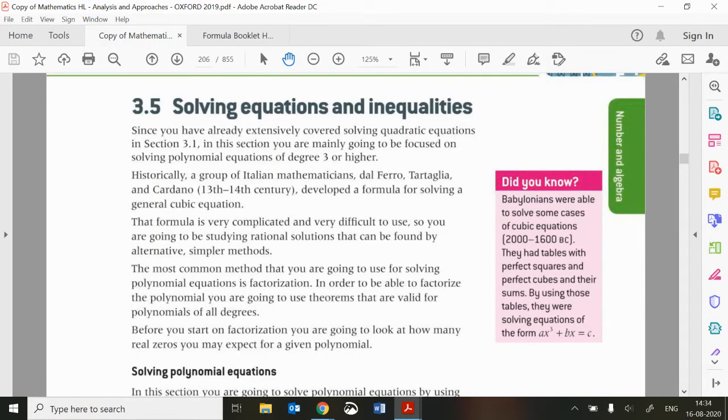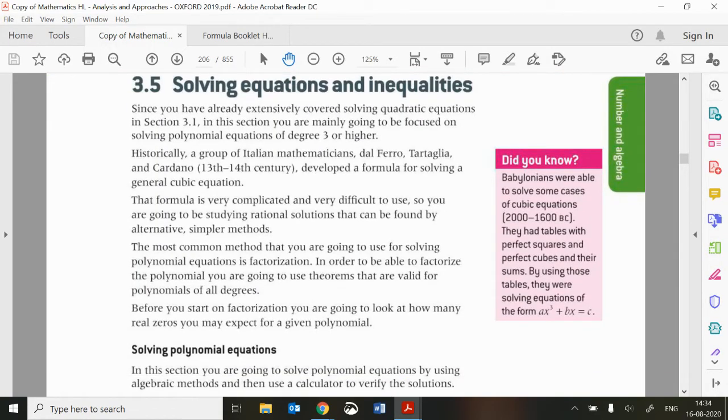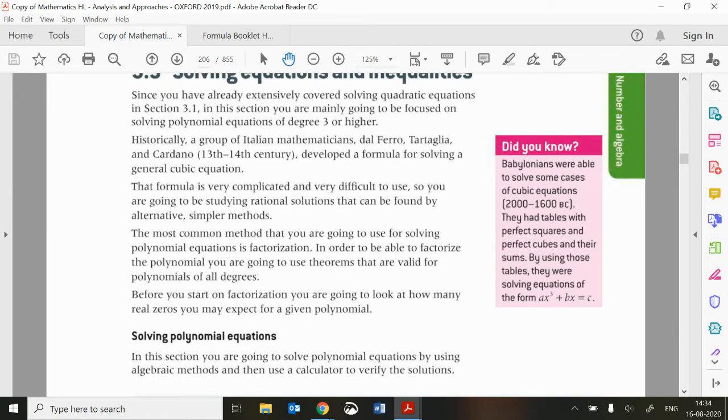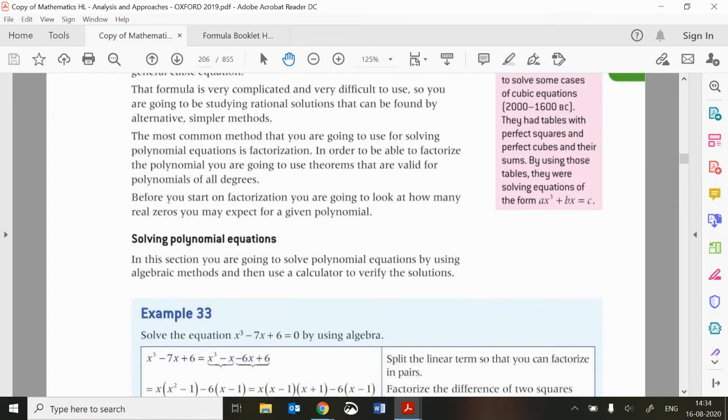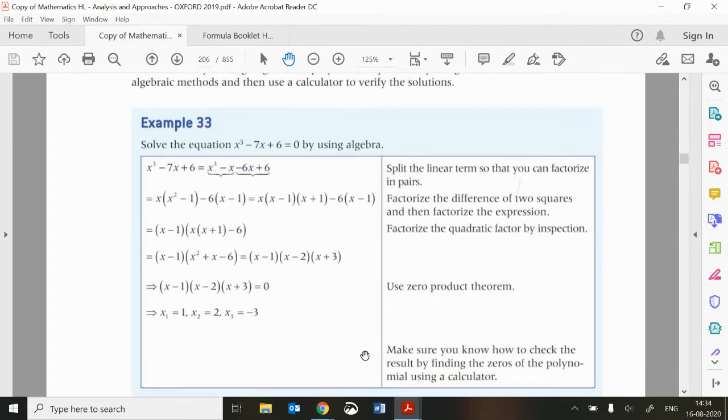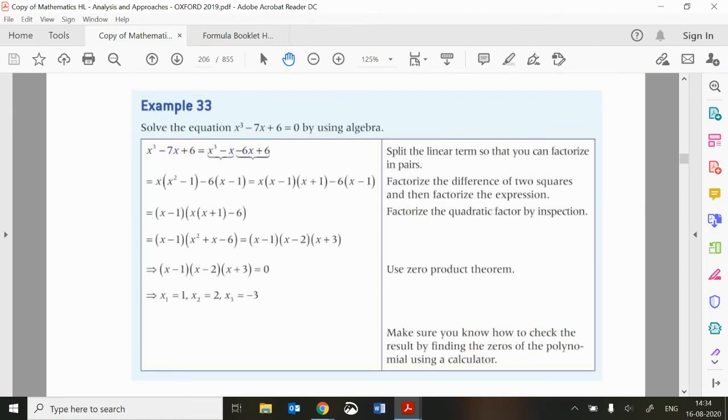That's what it is. It's a bit of history here. It's saying there's a group of Italian mathematicians, Del Ferro, Tartaglia, and Cardano in the 13th and 14th century that developed this formula. Anyway, okay, well, let's flick on. Let's actually try and solve this cubic here.